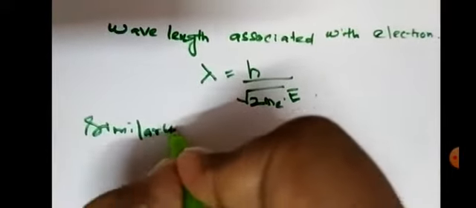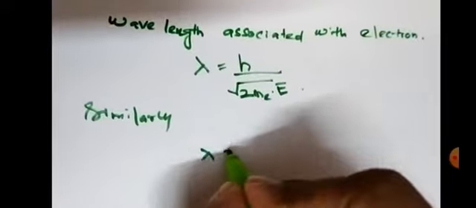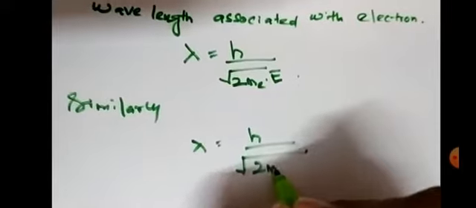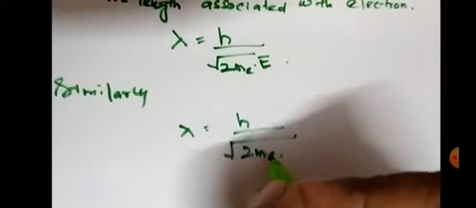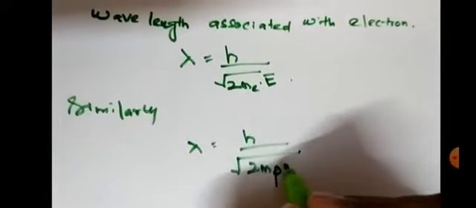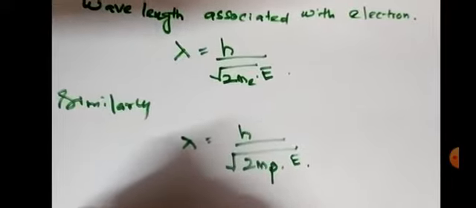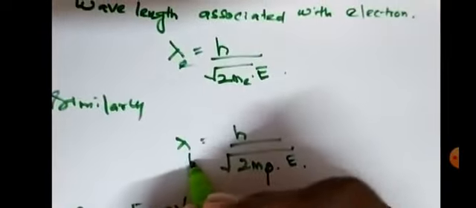Similarly, lambda is equal to h by square root of 2 m E, but instead of the electron mass, this is the mass of proton, we are going to write mp. Instead of E, I can write it as eV. We already well know about all those things. Now, lambda E, I have written lambda E and lambda P for understanding purpose.